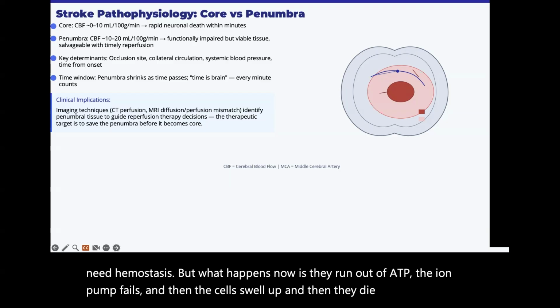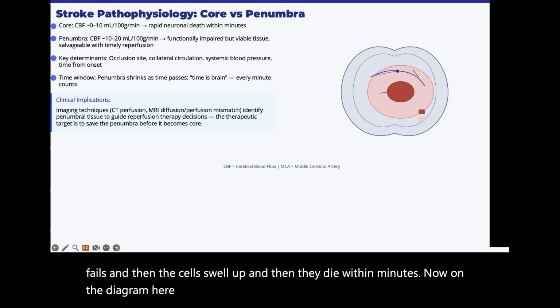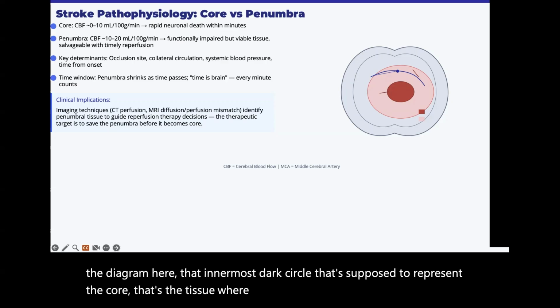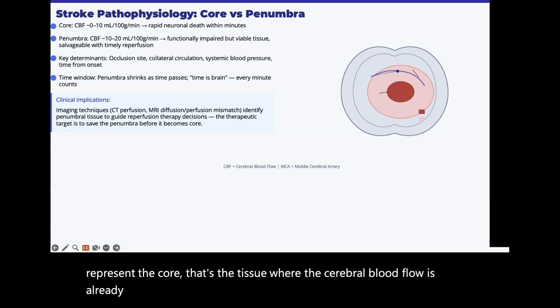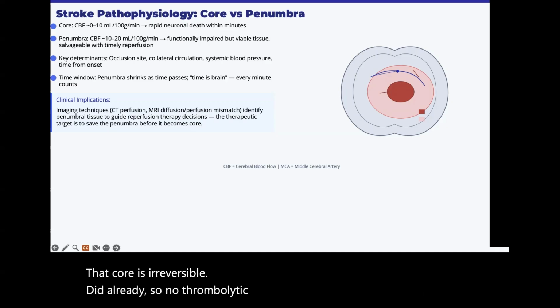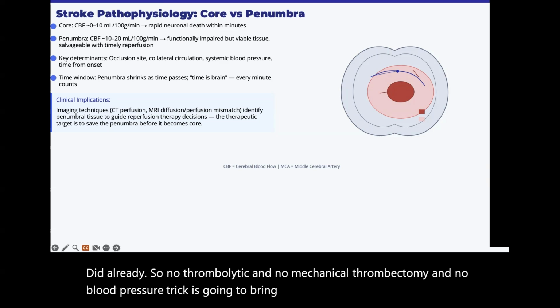Now, on the diagram here, that innermost dark circle is supposed to represent the core. That's the tissue where the cerebral blood flow is already below the 10 range that I talked about. That core is irreversibly infarcted already. So no thrombolytic and no mechanical thrombectomy and no blood pressure trick is going to bring that tissue back.